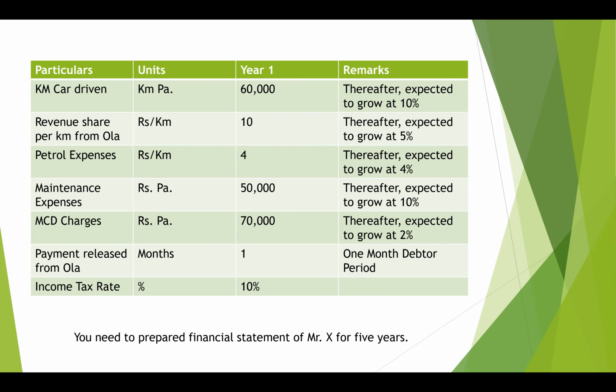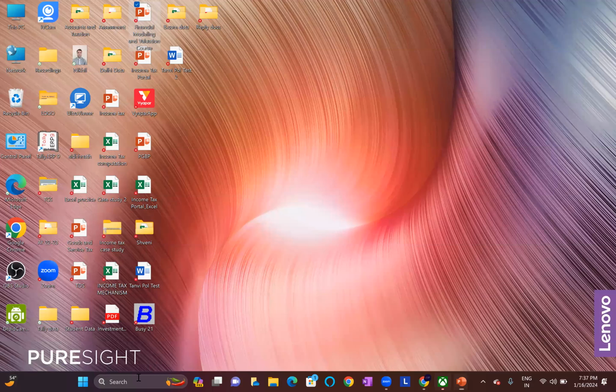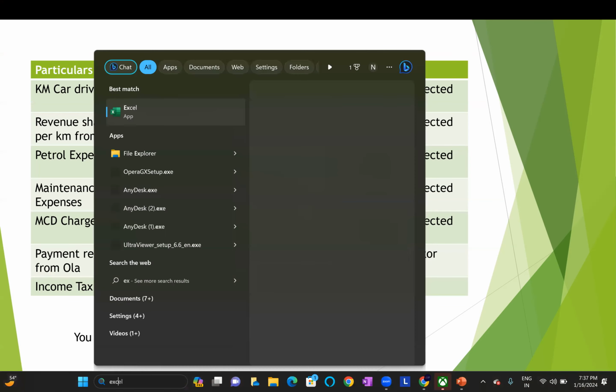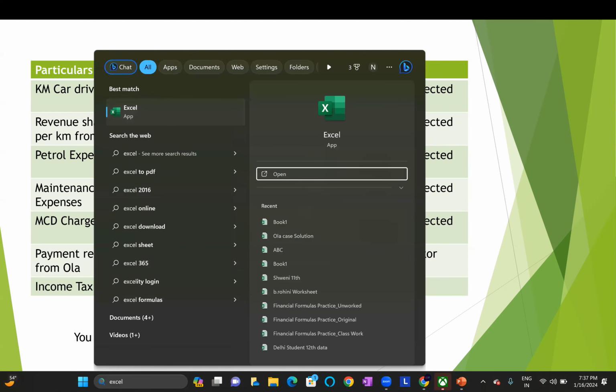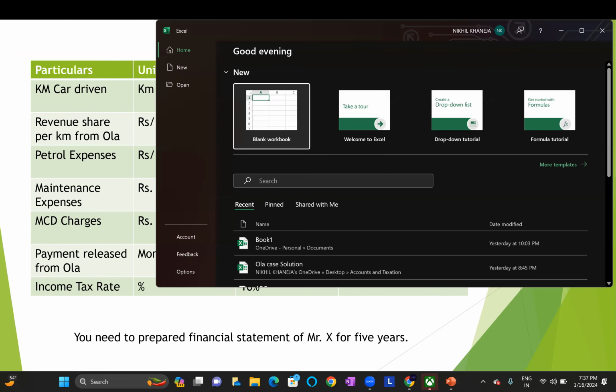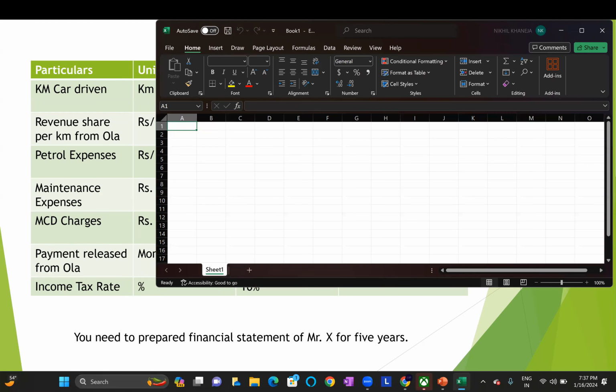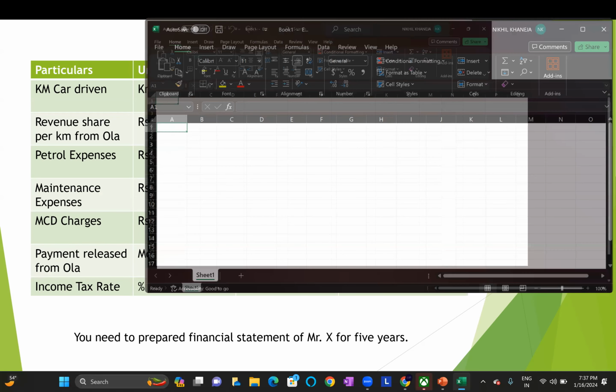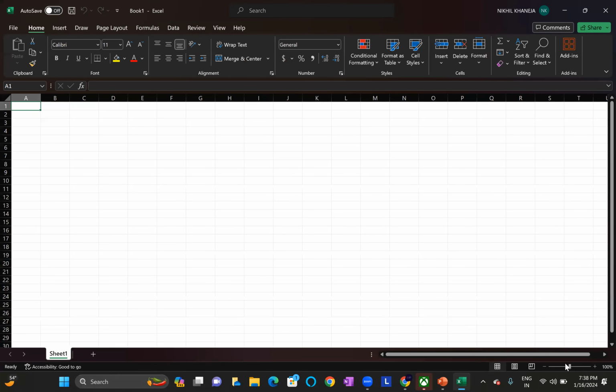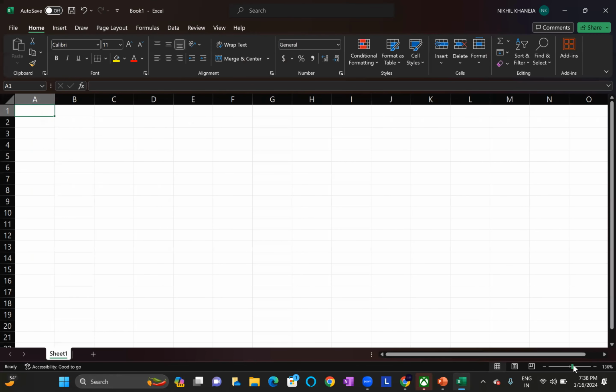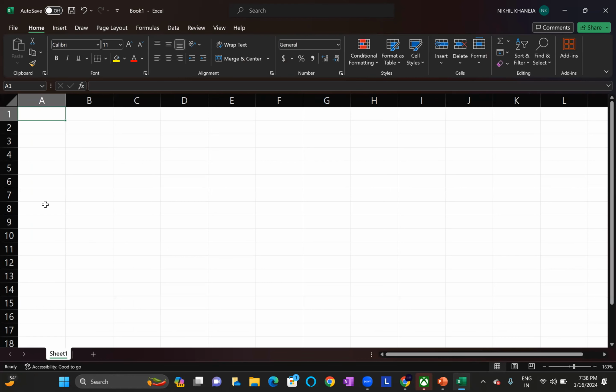I'll be opening Excel. Here, guys, you will be just observing how I am performing this task. You do not need to perform this task. You just need to observe. Later on, you can do this assignment as homework.